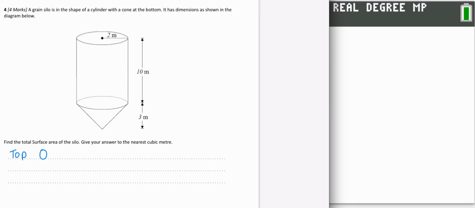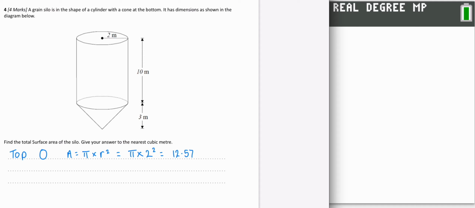So the area of a circle is equal to pi times the radius squared, which is equal to pi times 2 squared, as we're told that the radius here is 2. And I can type that into my calculator, and I know I get 12.57.